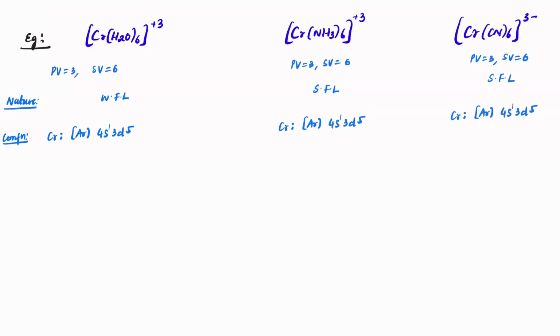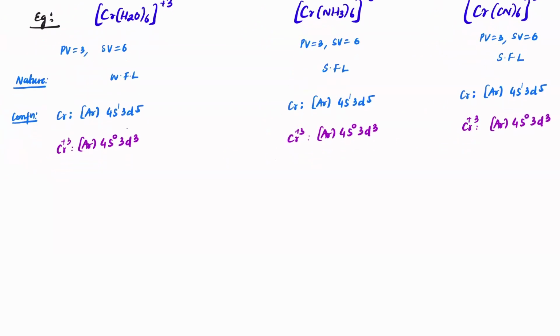Next, as the ligand approaches, first coordination oxidation state. If you notice here, chromium plus 3 is present, here also chromium plus 3 is present, and here also chromium plus 3 is present. Which makes this argon 4s0 and 3d3. So configuration wise, it is the same in all three cases. Okay, next.